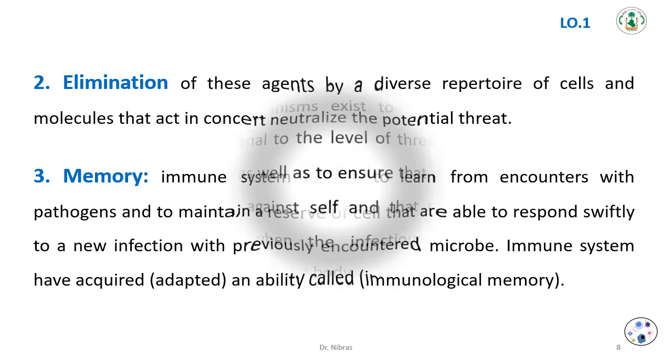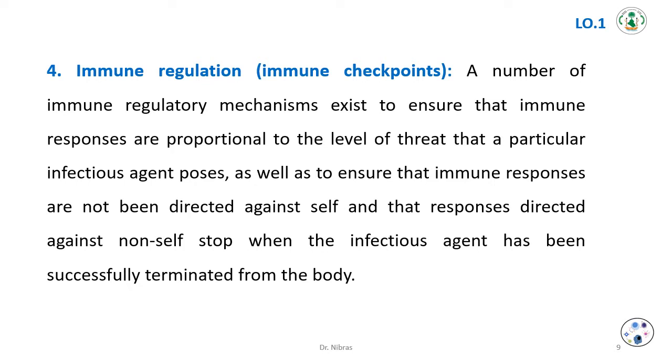Immune regulation, the immune checkpoints: a number of immune regulatory mechanisms exist to ensure that immune responses are proportional to the level of threat that a particular infectious agent possesses, as well as to ensure that immune responses are not directed against self, are directed only against non-self, and stop when the infectious agent has been successfully eliminated from the body.